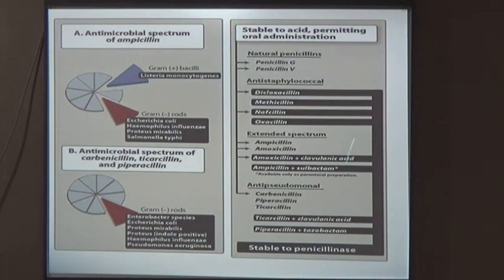Okay, these black ones are stable to penicillinase. That means these are stable to penicillinase enzyme, beta-lactamase enzyme. They will not be inhibited by beta-lactamase enzyme. Okay. Anti-pseudomonal is very important. Among penicillins, it is carbenicillin, piperacillin and ticarcillin.